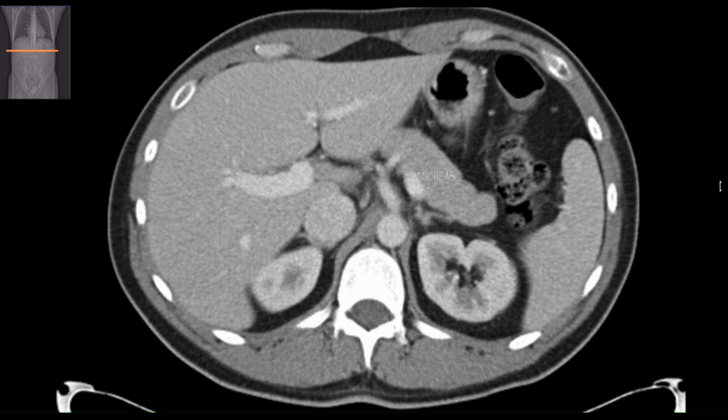Just behind the stomach is the pancreas. It's a lobulated organ that runs horizontally across the upper abdomen. It can be a bit harder to recognize because it tends to blend in with the nearby tissues.